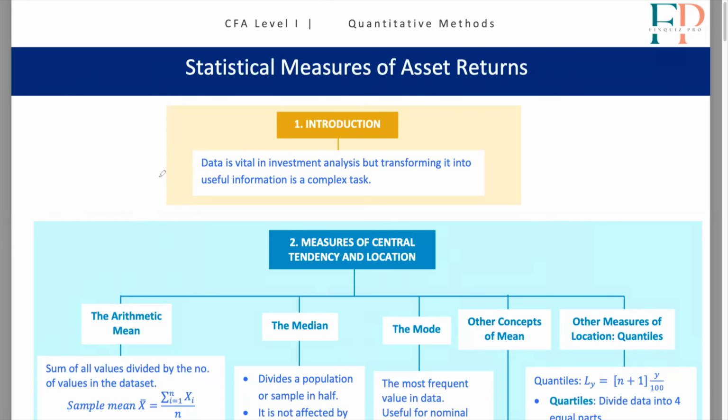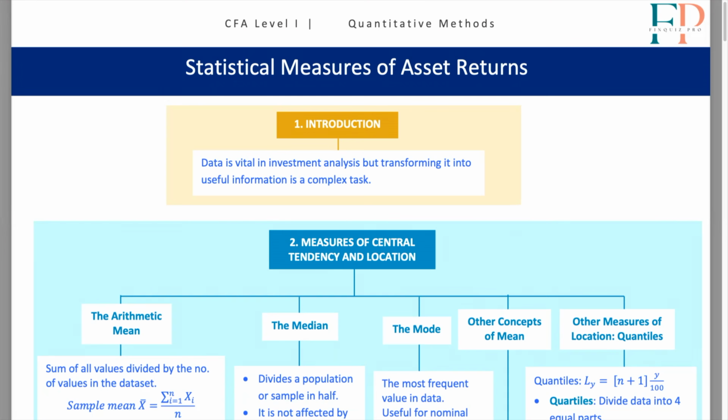Hello there, CFA candidates. Today we're going to dive into the nitty-gritty of statistical measures of asset returns. Understanding these concepts is super important for your CFA Level 1 exam and your future career in investment analysis and management. So, let's get the ball rolling.